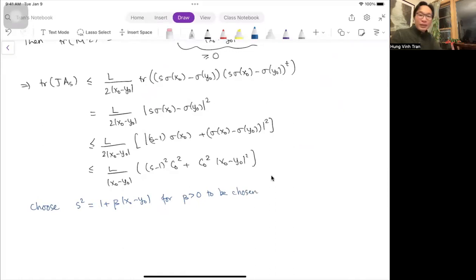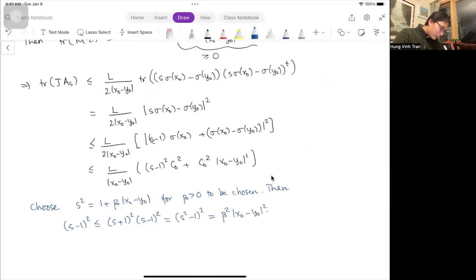Okay. So you see that when x naught is close to y naught, this is really tending to 1, right? So if we choose it like this, then we notice that (S minus 1) square is just a basic inequality, which is obviously less than or equal to (S plus 1) square times (S minus 1) square, which is (S square minus 1) square, which is beta square times |X minus Y| square.